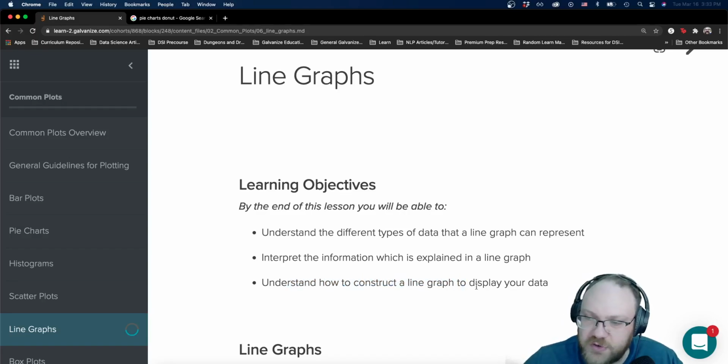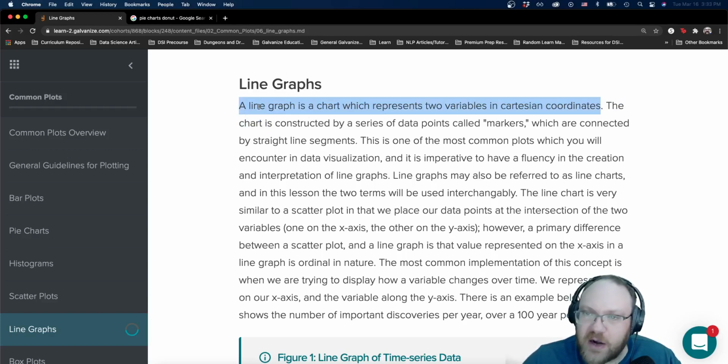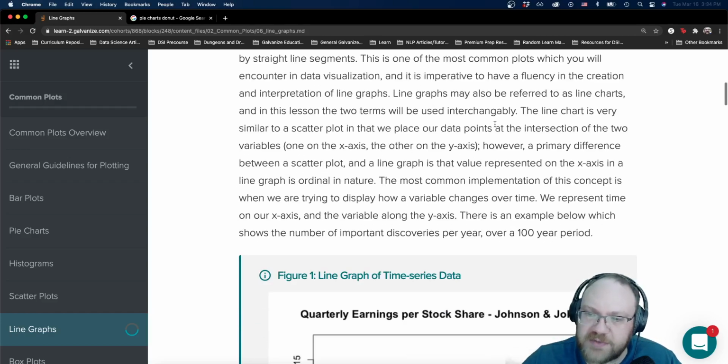Theoretically, we're not actually doing code here. But a line graph is a chart which represents two variables in Cartesian coordinates, right? This is the exact same first sentence as a scatter plot. And the chart is constructed by a series of data points called markers, right? So each of these data points in the scatter plot would be displayed as just that, as a point. But here they're sort of invisible markers. And then between those markers, we will connect straight line segments. The markers aren't always invisible, but typically they are.